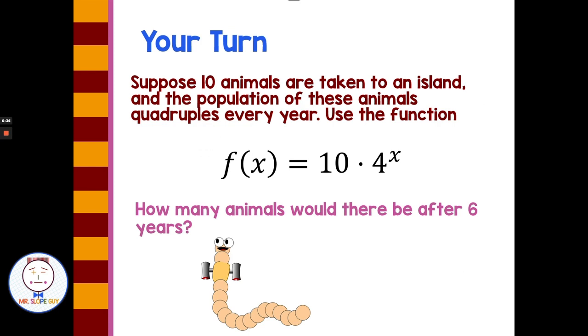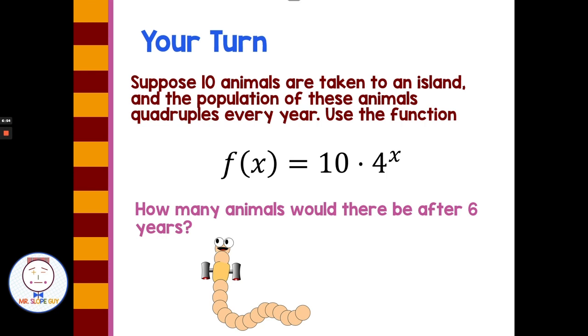You guys try this one. Suppose there are 10 animals taken to an island and the population of these animals quadruples every year. Use the function f of x equals 10 times 4 to the x. How many animals will there be after 6 years? Pause the video here. Let's see how you did.